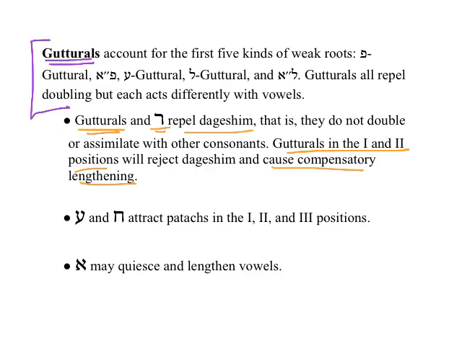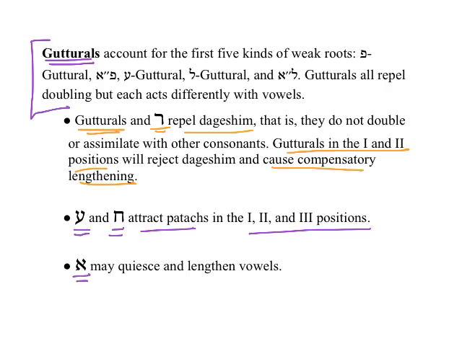In addition, when we think about the ayin letter, or the chet, ayin and chet attract patachs, no matter where they are in a word. So whatever the normal or regular vowel that we would expect in the case of words with ayin or chet, we expect to have patachs in them.